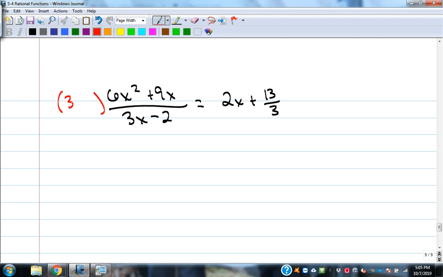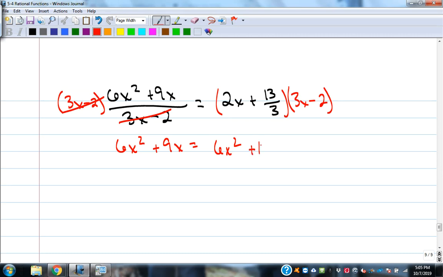So I'm going to multiply by 3x minus 2 on both sides. That cancels it out there so that I've got, and I'm going to multiply this out. So that'd be 6x squared plus 13x, and then minus 2x, or not 2x, 4x, 2 times 2 is 4, and then minus 26 over 3. Combine like terms.